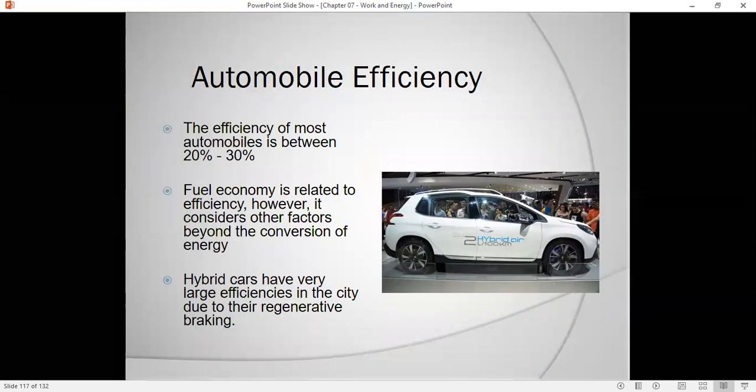Let's look at automobiles in terms of efficiency. Most automobiles are 20 to 30% efficient, which means take all the energy from the gasoline, okay, all the energy you start out with, the chemical energy.